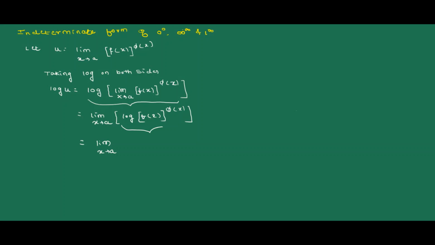Now you can apply the logarithmic property, log u raised to p we can write as p into log u. So in place of p we have phi of x, and in place of u we have f of x. So we can write it as phi of x into logarithm of f of x. This is log u. Now this will be in the form of 0 into infinity.